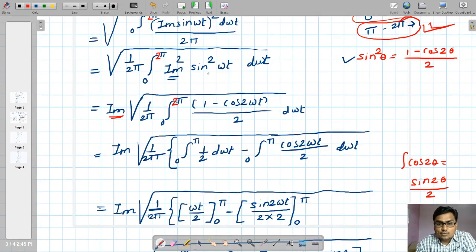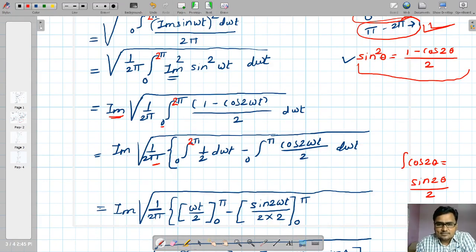Now for sine square omega t, we use this formula. Sine square theta is equal to what? 1 minus cos 2 theta divided by 2. Now sine square omega t means 1 minus cos 2 omega t divided by 2. I'm just simplifying this, and d omega t, everything as it is. Then again come to the next step. Im is there, 1 divided by 2 pi is there. Then instead of integration 0 to pi, I have to write integration 0 to 2 pi.